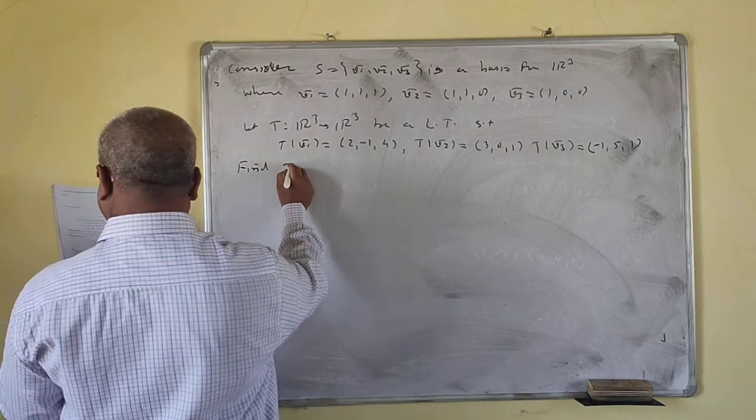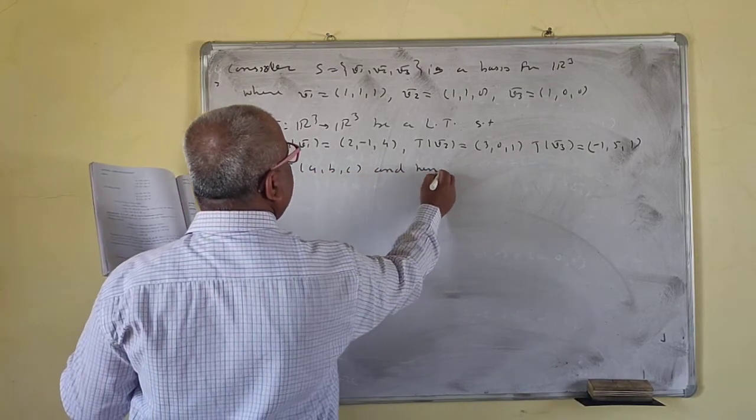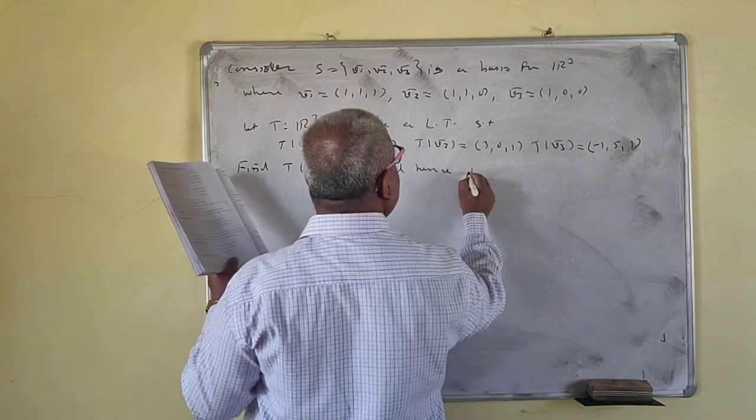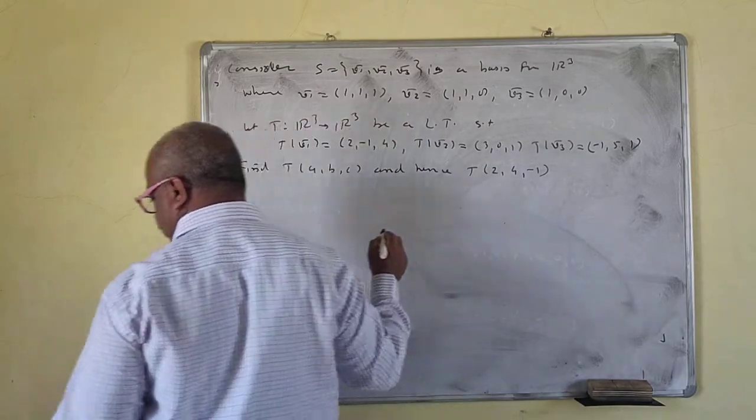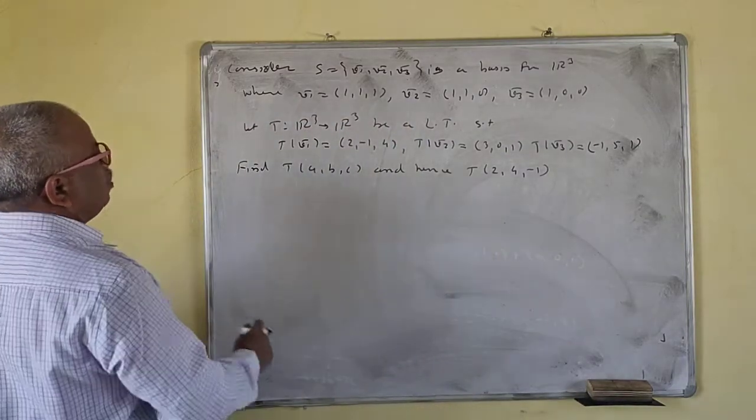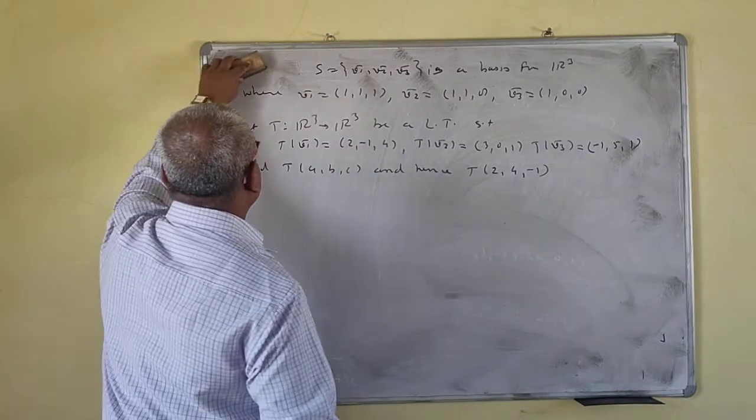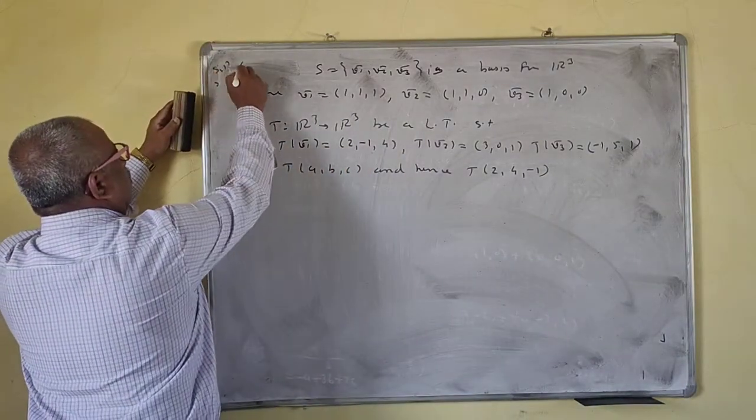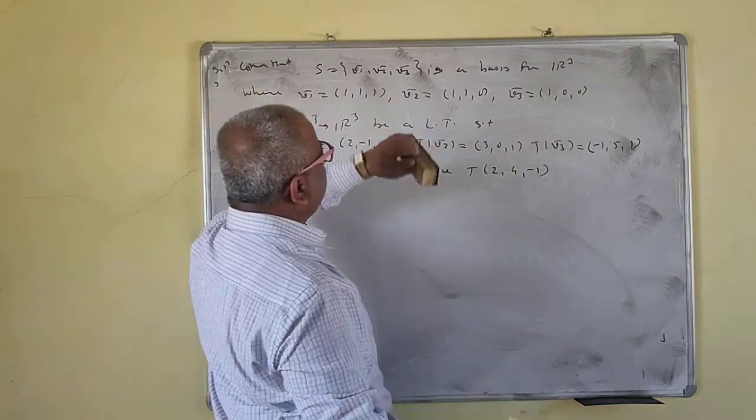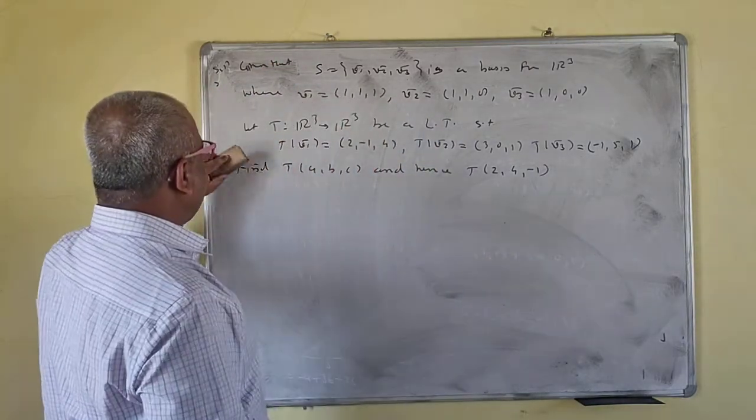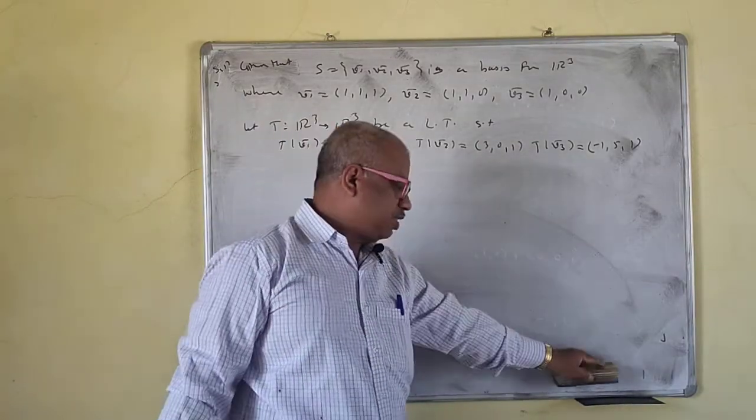Find T of (a, b, c) and hence find T of (2, 4, -1). Solution. Given that S is a basis for R3 where T is a linear transformation, such that you have to find a formula for T of (a, b, c).